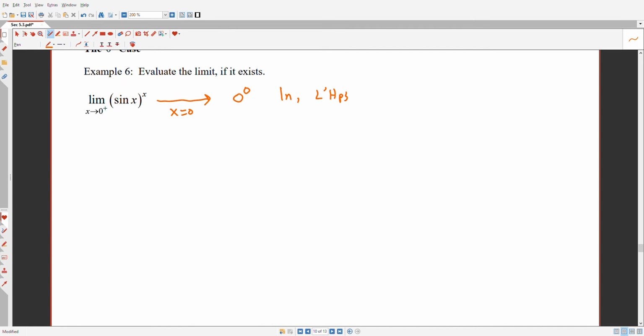So what I'm going to say is that the natural log of the limit as x goes to 0, I guess from the right, of sine of x all to the x, I'm going to then say, okay, I can switch the limit in the natural log, because log is continuous.